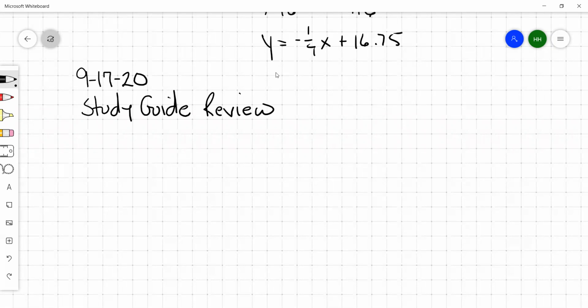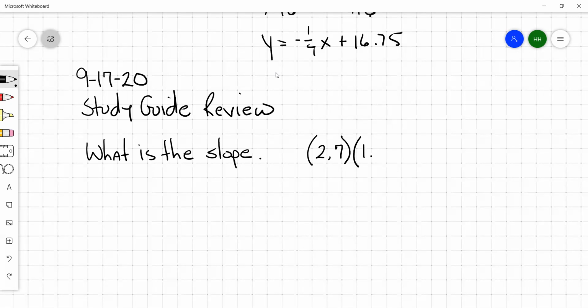Okay, first problem I want to go over. What is the slope of the line? You'll have 3 problems on your study guide. You're asked to find the slope of the line, and you're given the points: you got a 2, 7, and you got a 1, 3. And you're asked to find the slope of the line.